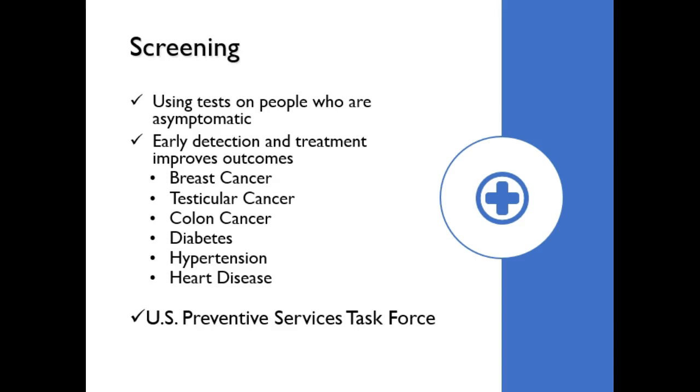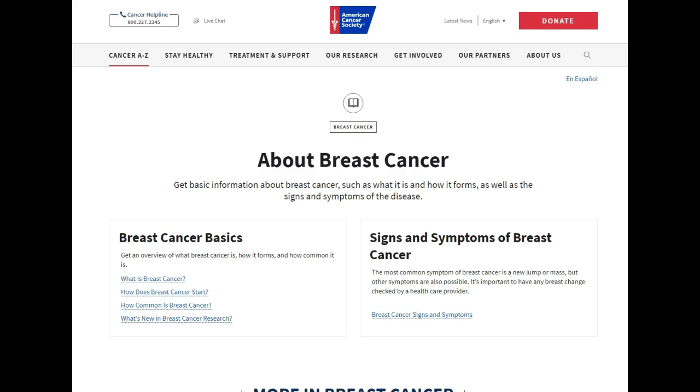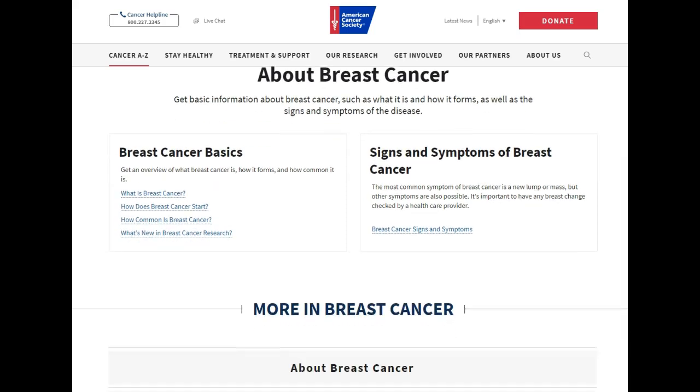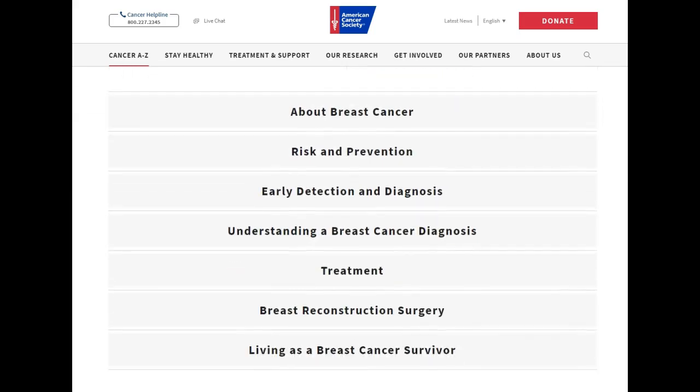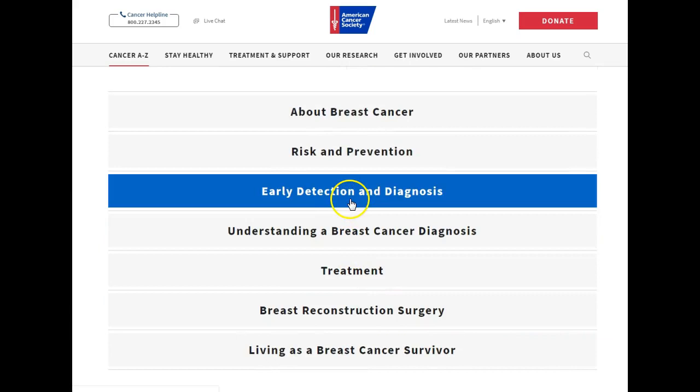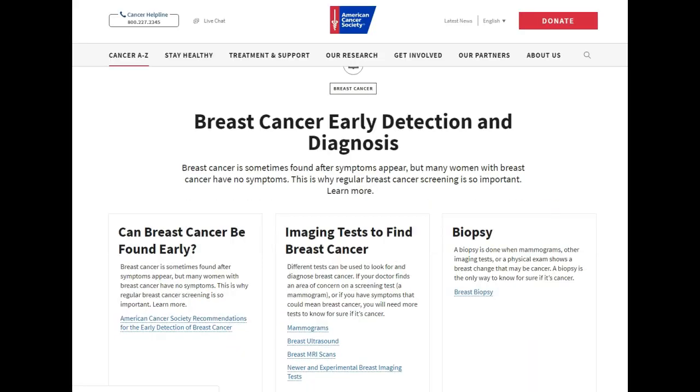We're familiar with a variety of screenings, including those for breast cancer, testicular cancer, colon cancer, diabetes, hypertension, and heart disease. Let's take a look at a few resources. This is the American Cancer Society's page relating to breast cancer. Here is a page that has breast cancer basics, signs and symptoms of breast cancer, and more about breast cancer. If we look at the link, it'll take us to a page related to early detection and diagnosis.